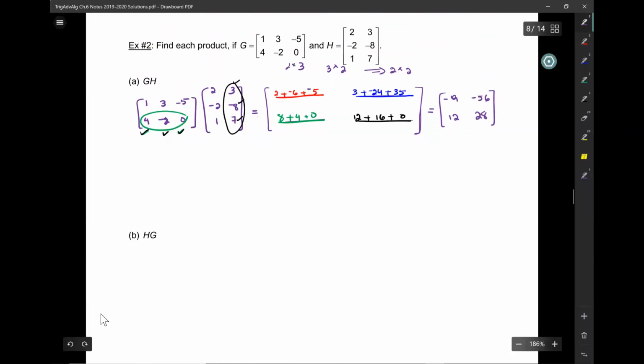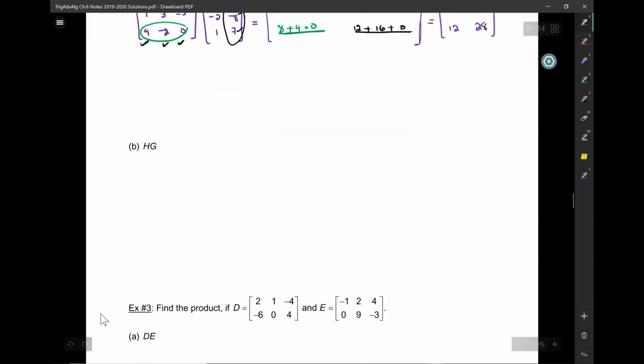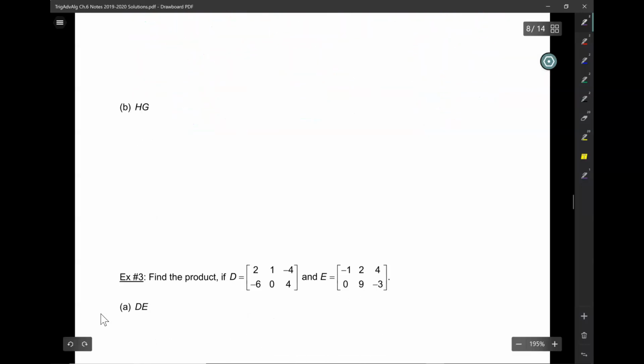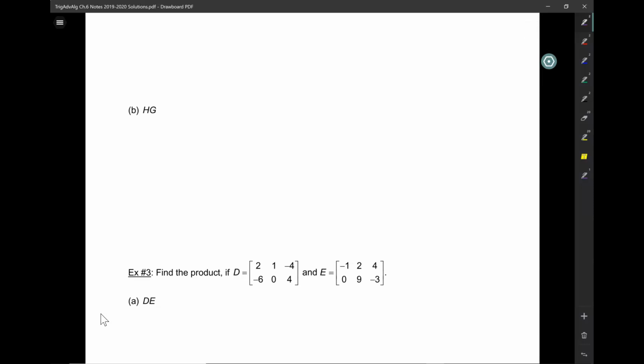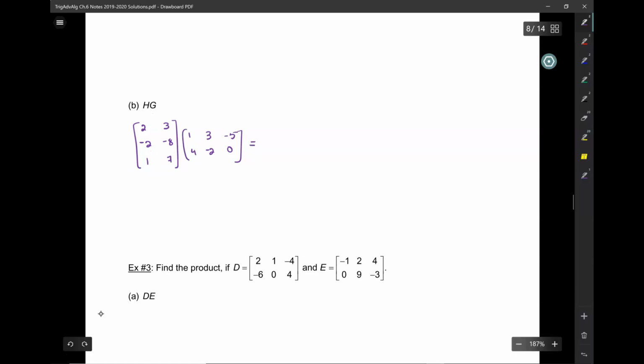Okay. Now let's do HG, right? That's the reverse, HG. For that one, let's just write it like this. 2, 3, negative 2, negative 8, 1, 7, 1, 3, negative 5, 4, negative 2, and 0. Okay, so this one is a 3 by 2. This one is a 3 by 3. A 2 by 3, sorry.